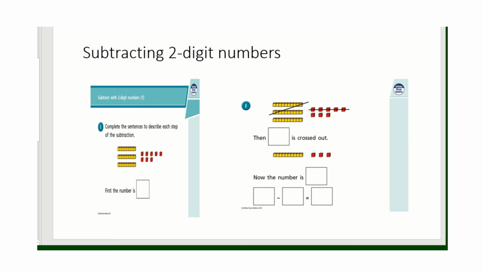Now look at the next one. How many is crossed out? Look, we've got a 10 and 5 1s.